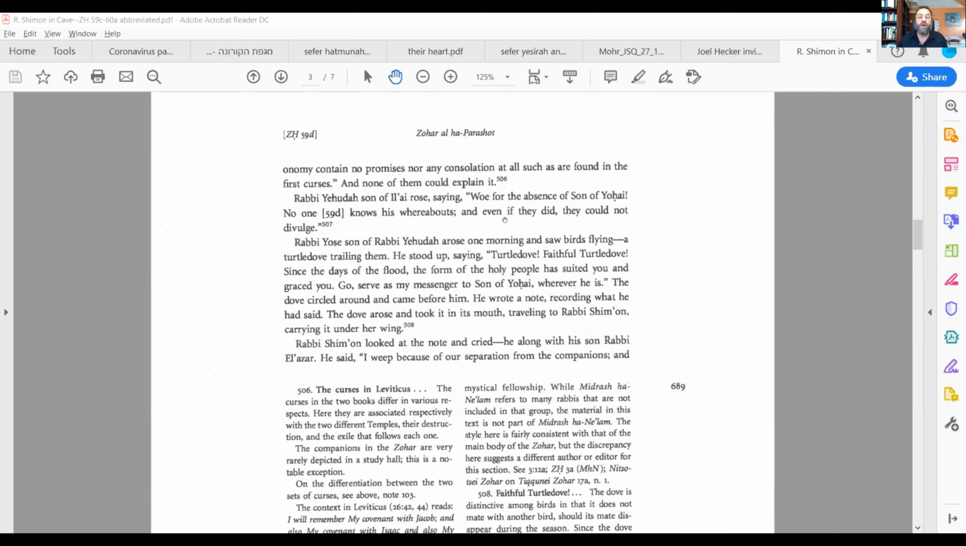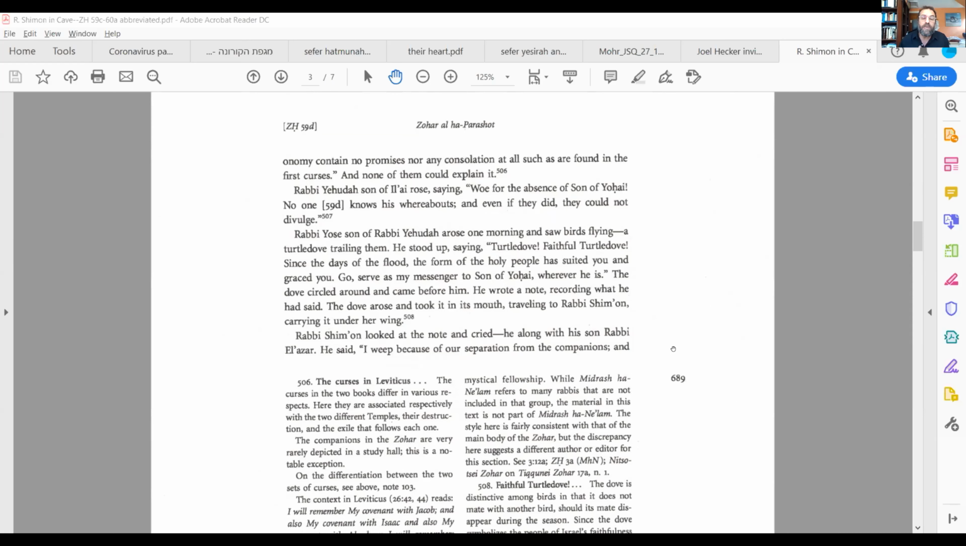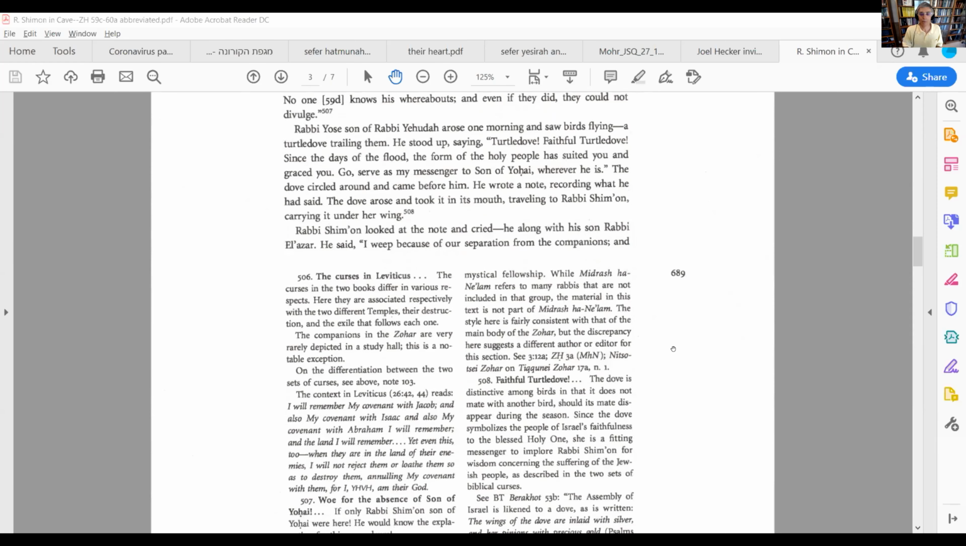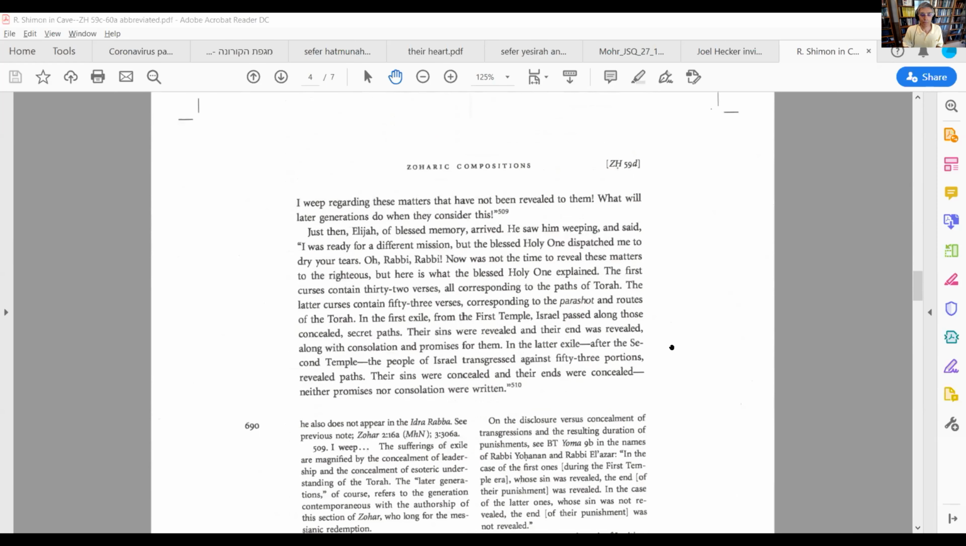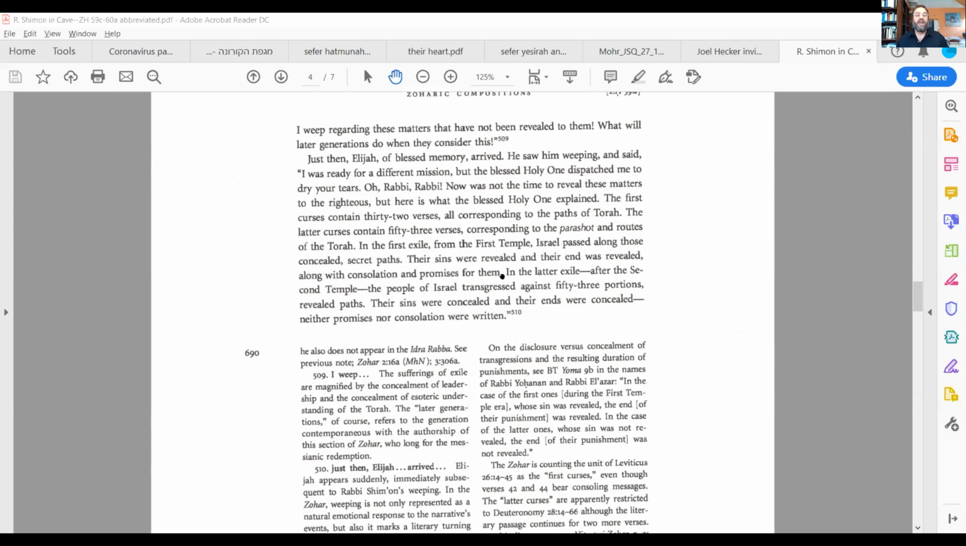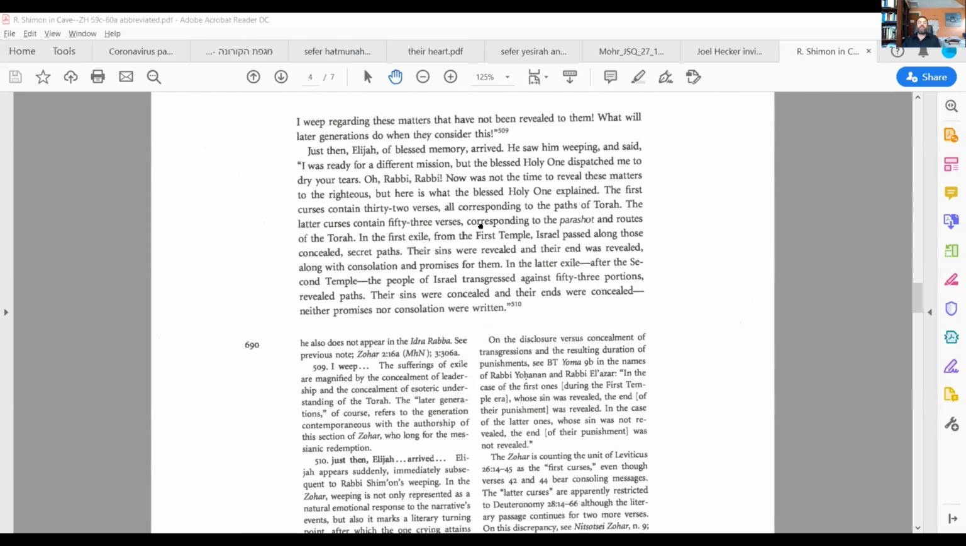Rabbi Shimon looked at the note and cried, he along with his son, Rabbi Elazar. He said, I weep because of our separation from the companions, and I weep regarding these matters that have not been revealed to them. What will later generations do when they consider this? Just then, Elijah of blessed memory arrived. He saw him weeping and said, I was ready for a different mission, but the Blessed Holy One dispatched me to dry your tears. Oh, Rabbi, Rabbi, now is not the time to reveal these matters to the righteous, but here is what the Blessed Holy One explained.